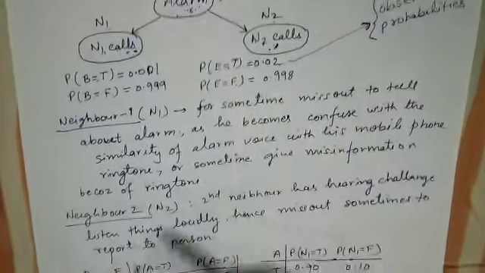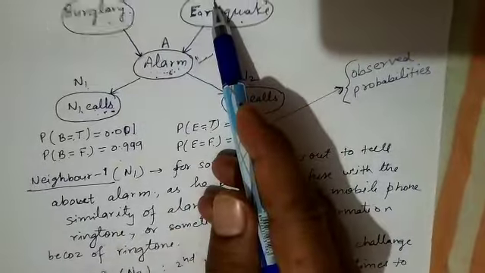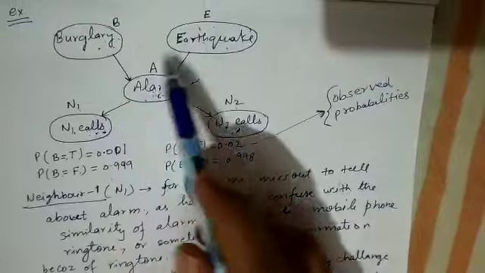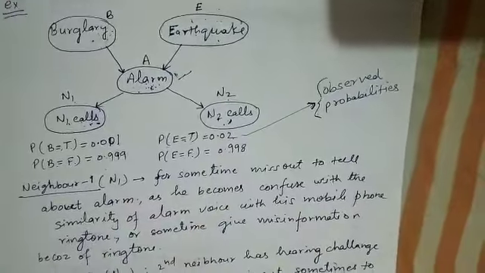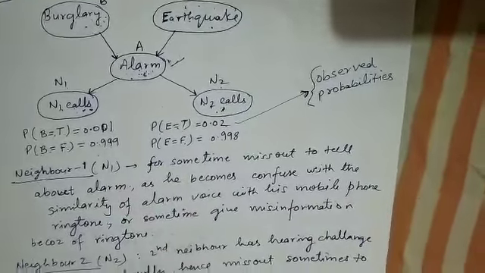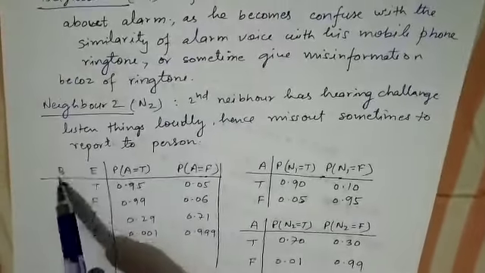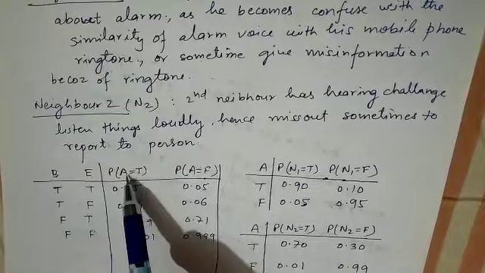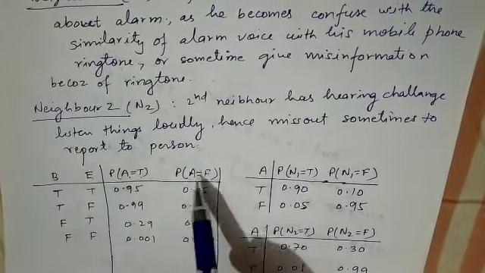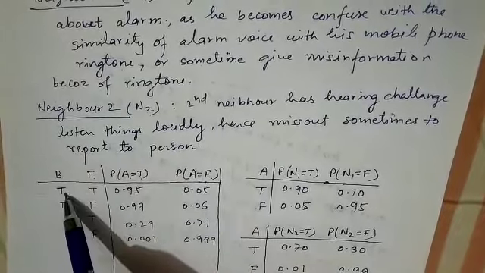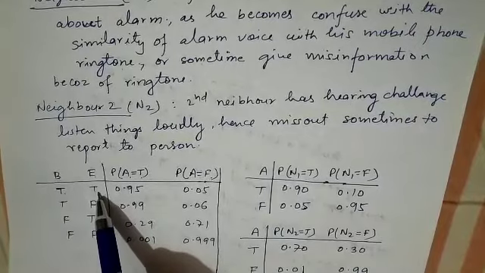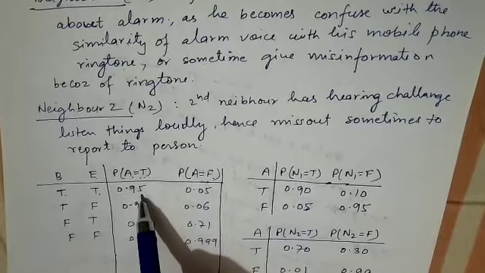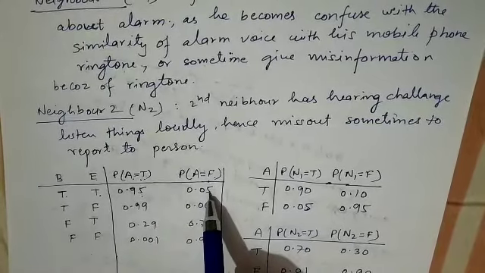Now, since there are two parents B and E, in finding the conditional probability we will consider these three variables A, B and E. B and E are two parents, so there are four cases. Alarm is true, alarm is false. If burglary and earthquake are both happening, then the chance for the alarm to blow is 95%, and not to blow only 5%.